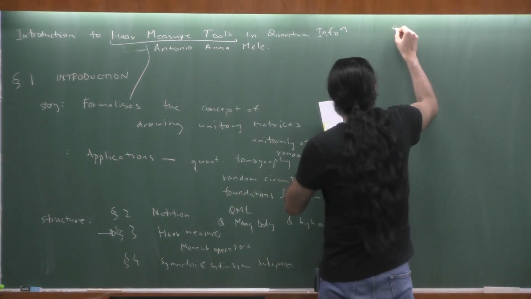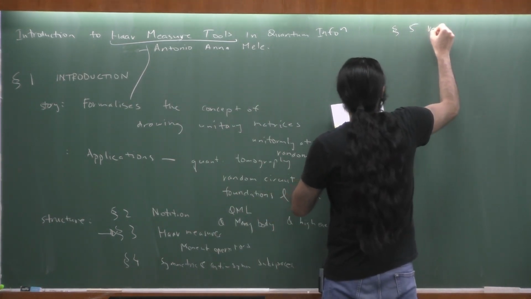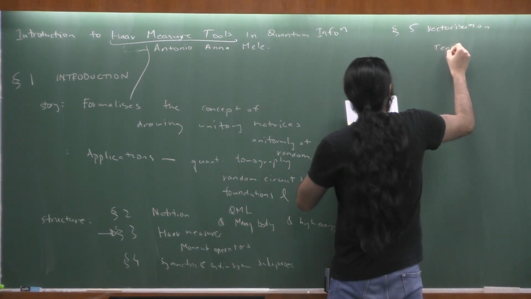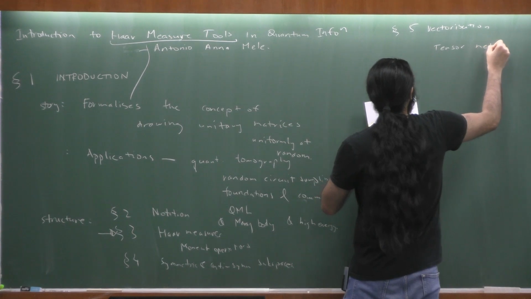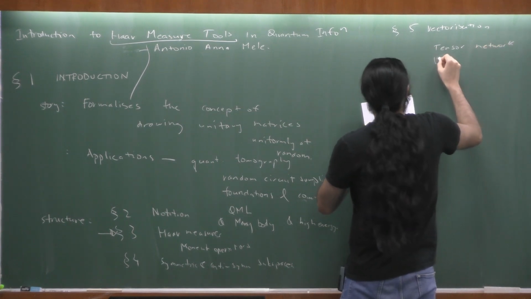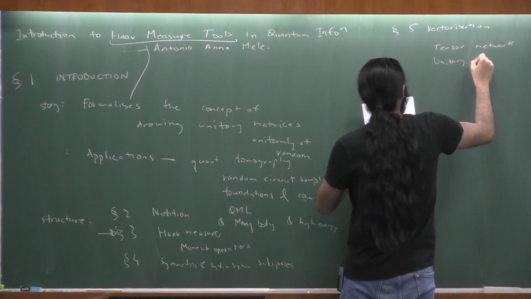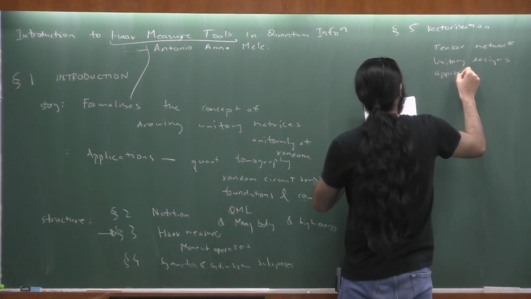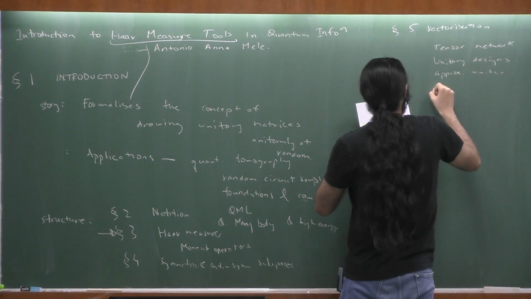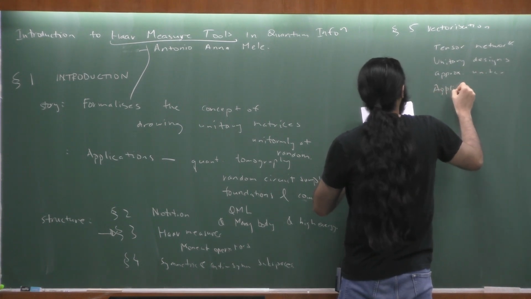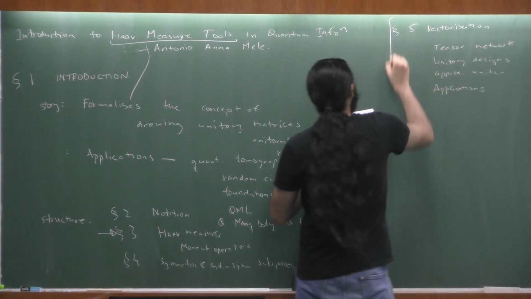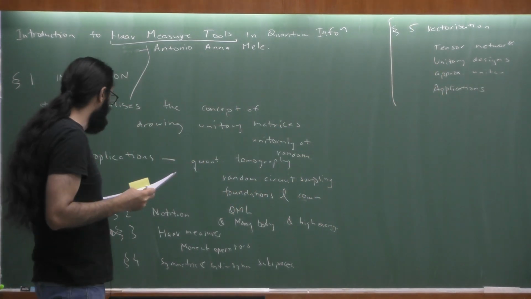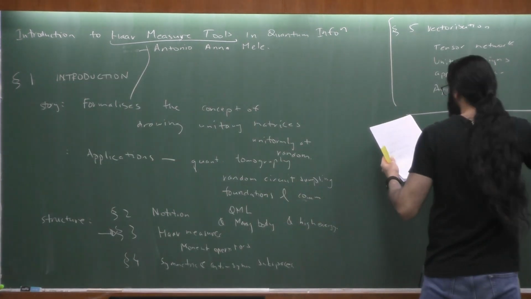In the tutorial there are other things as well, so there's talk of vectorization. I'm just mentioning them in case you're interested in looking at them further. There's the tensor network notation, then there's unitary designs, which some of you might already be familiar with. Then there's approximate unitary designs, and then there are applications. Okay, so these we will not cover, but they are in the review. So if you're interested, you can look at them. Okay, so let's start with the notation.